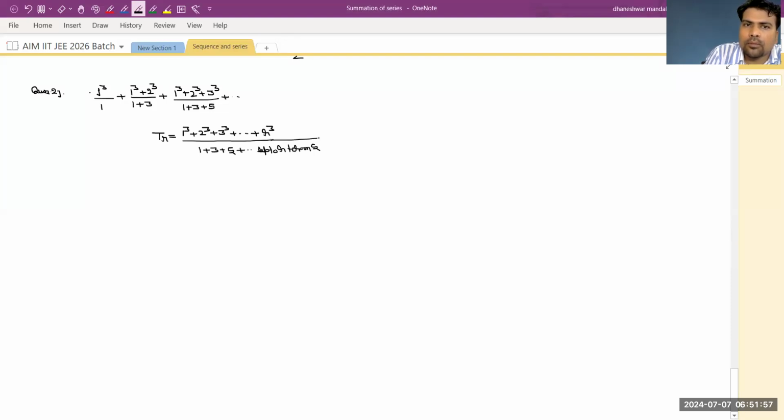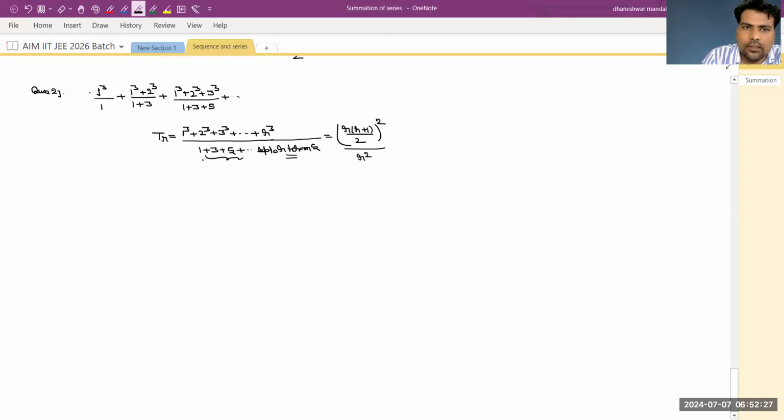Okay, sum of odd numbers up to r terms. So what is the summation of r cubed? If r cubed is there, then I have to take the sum in the form of r, so here we have (r plus 1) divided by 2, whole square. And what is the sum of odd numbers? The sum of odd numbers up to r.